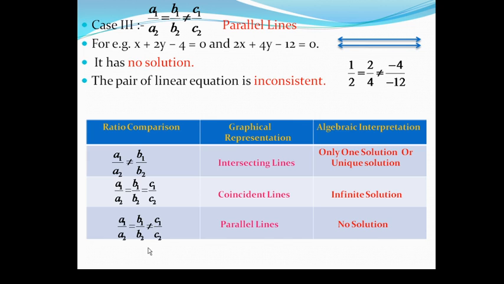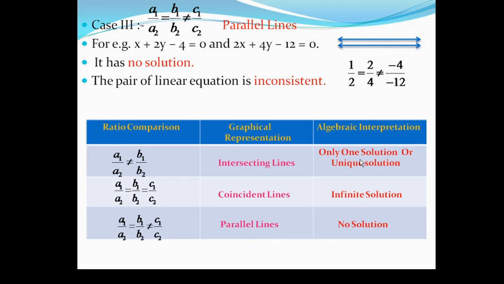And third case, when the first two ratios are equal but the third ratio is not equal, in that case the lines will be parallel lines and no solution will be there. See students, this table is very important. You must learn these ratios and the conditions. Sometimes there are questions where we need not calculate the solution; the question will just ask what type of solution the given pair of equations has. So just by comparing the coefficients, you can directly answer whether it has a unique solution, infinite solutions or no solution, or whether the linear pair of equations is consistent or inconsistent.